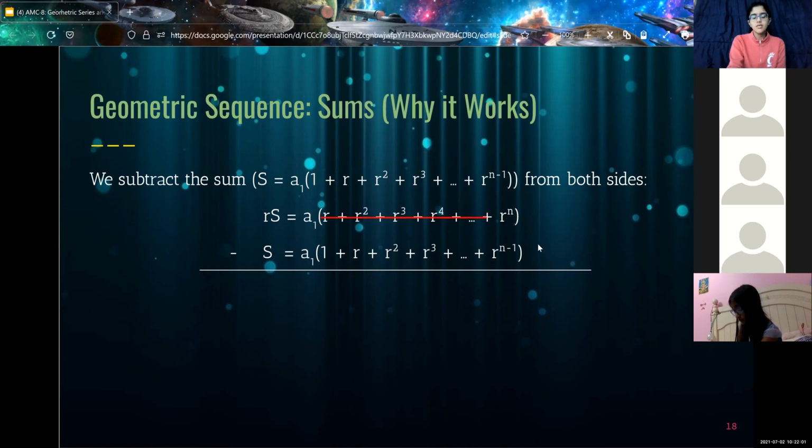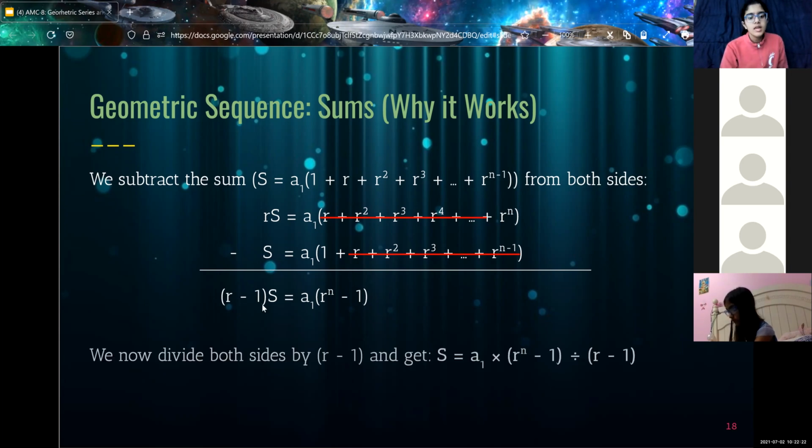So this cancels out with this, right? Because we're subtracting r plus r squared plus r cubed all the way to r to the power of n minus 1, right? So now we're just left with r minus 1 times s equals a1 times r to the power of n minus 1, right? So now we just divide both sides by r minus 1, and we get s, or the sum, is equal to a1 times r to the power of n minus 1 divided by r minus 1.